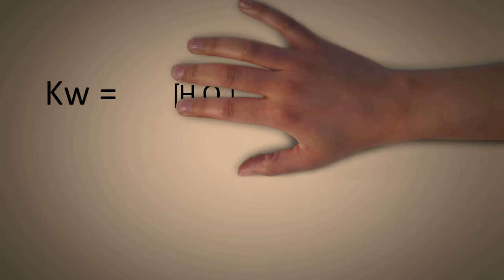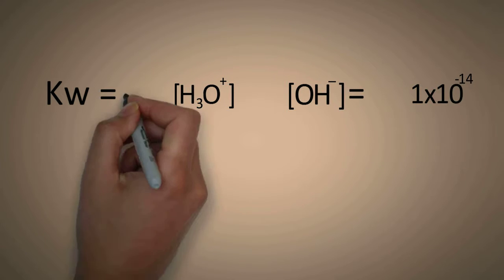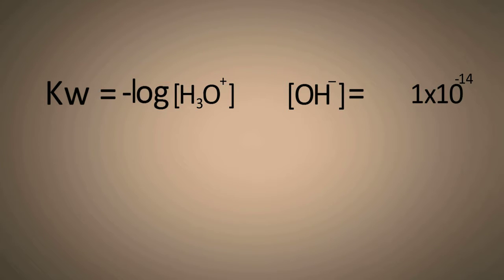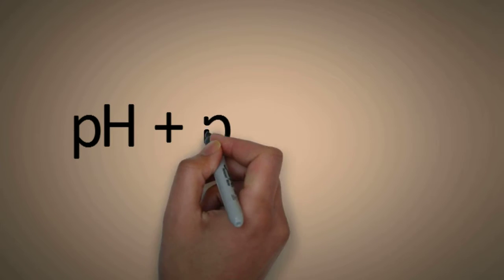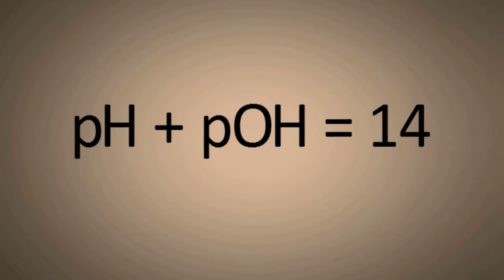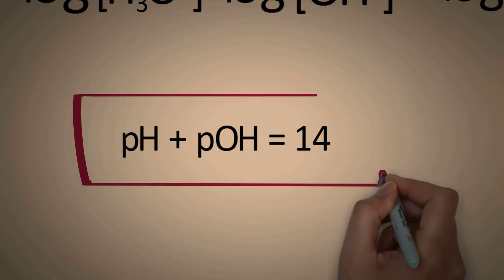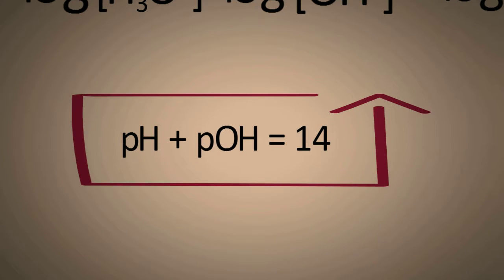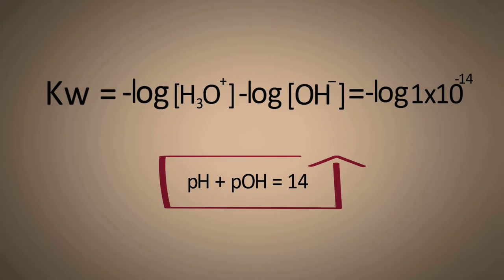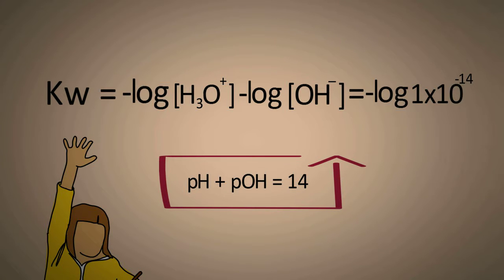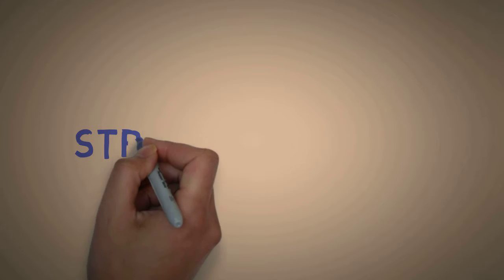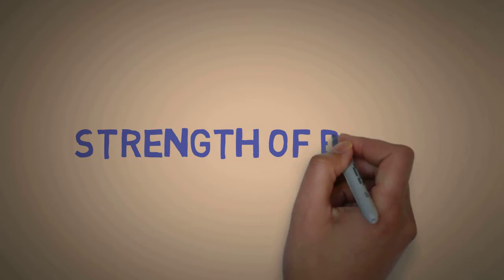What else can we do with Kw? With our equation, if we were to take the negative log of each term, we can simplify our equation down to pH plus pOH equals 14, which is the relationship between pH and pOH. But what exactly is pOH? Let's go to the strength of bases.